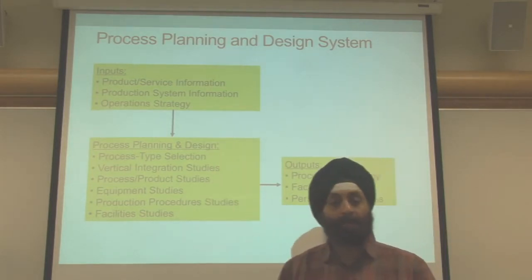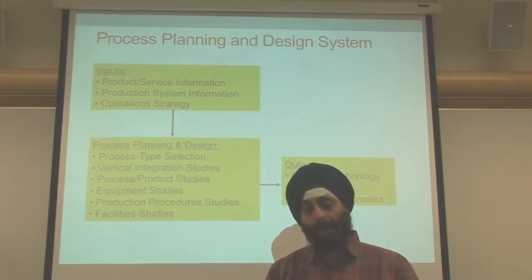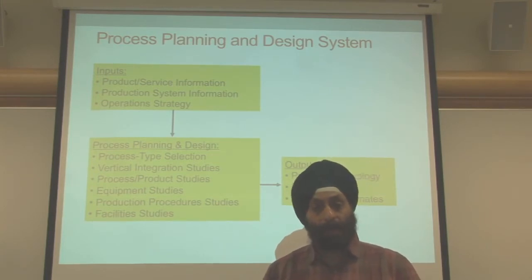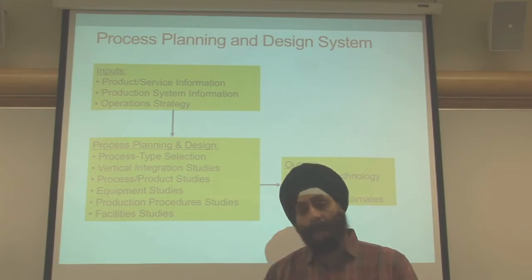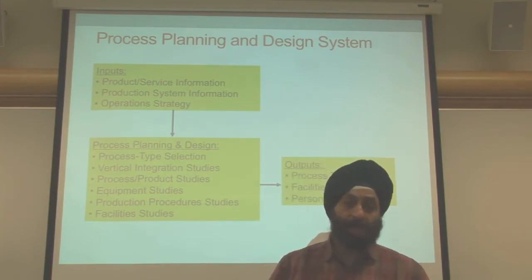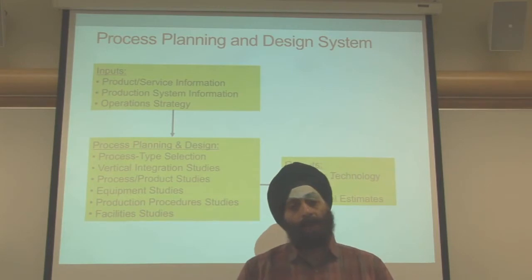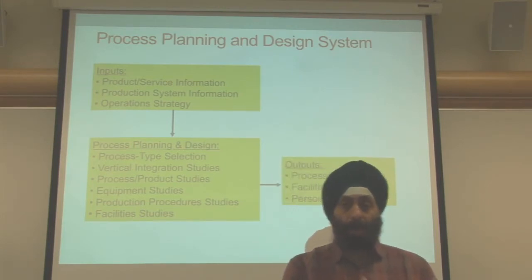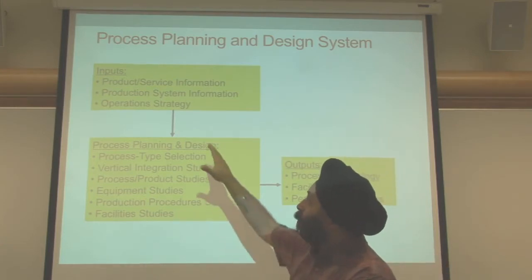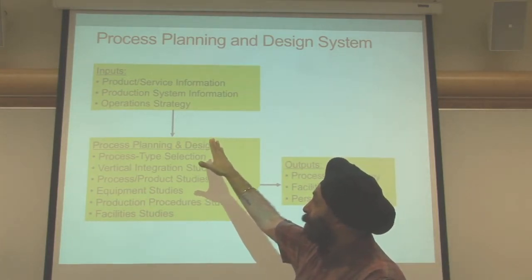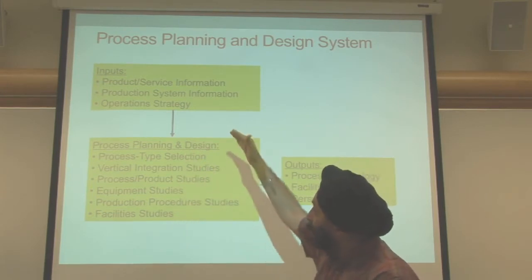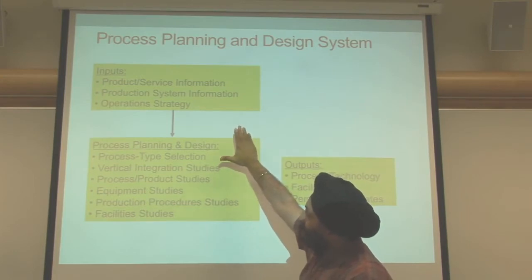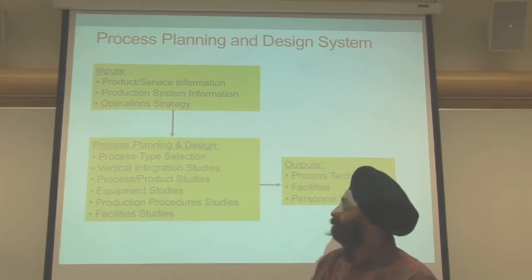And what is our operation strategy? How do we go about making money? Are we a low cost provider? That is, cost is a primary criteria, or high quality, or differentiation, if you will. So how do we set ourselves apart from the rest of the competition? And accordingly, that will dictate what will be the operation strategy in this case. Then based on these inputs, those are the antecedents to how the process is planned and designed.